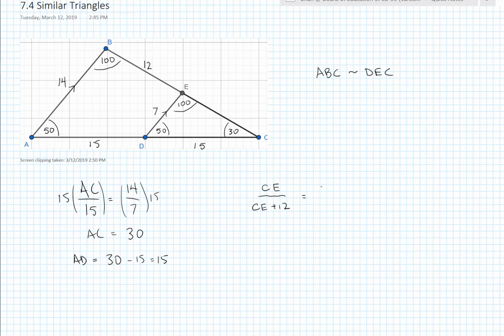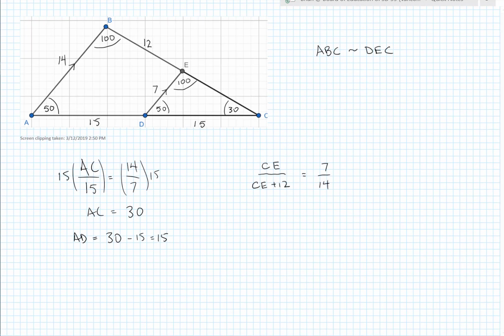We have started with CE, which is from the smaller triangle, so we need to start with the smaller triangle, and we have a side 7 that we know. And that's the side opposite 30. The corresponding side opposite 30 in the bigger triangle has a length of 14. So we can work with this, but it is a little bit more work. Let's first simplify the 7 over 14 and write that as a half. So we have CE over CE plus 12 equal to 1 over 2.